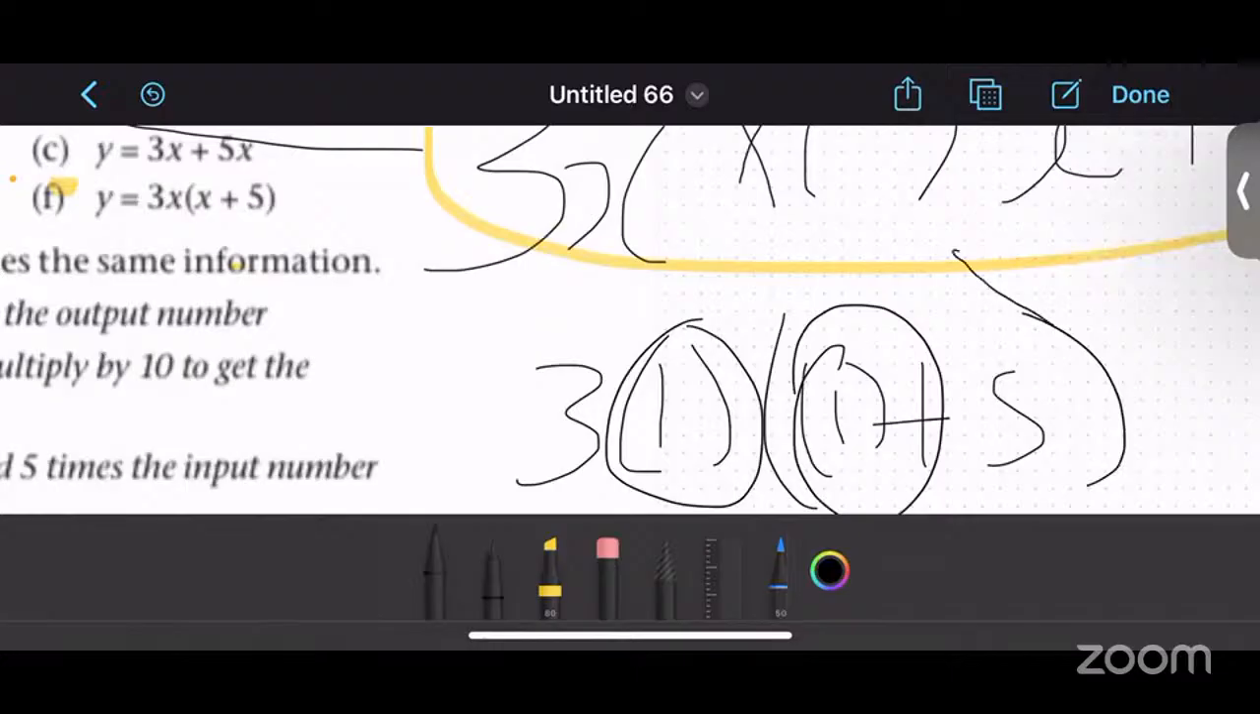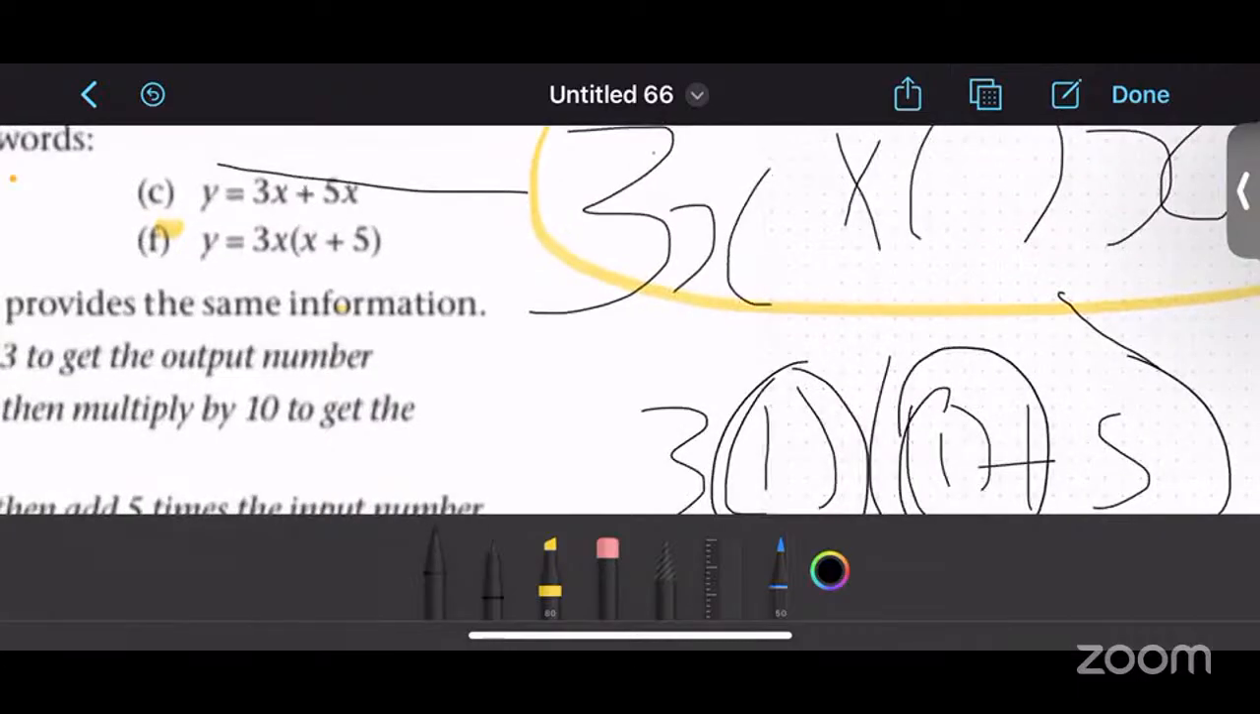Okay. Guys, so to get the output value, you have to add 5 to what? To the input number and then times 3 with the input number. So to get the output number, you have to add 5 to the input number, then times 3 with the input number. Okay.